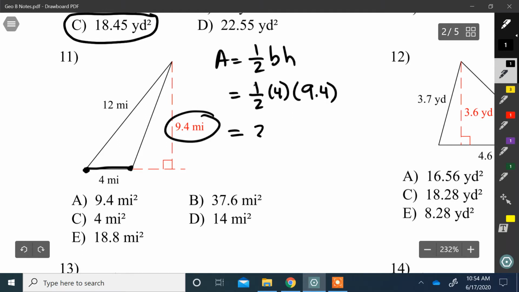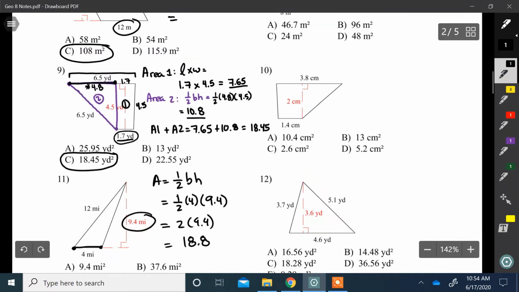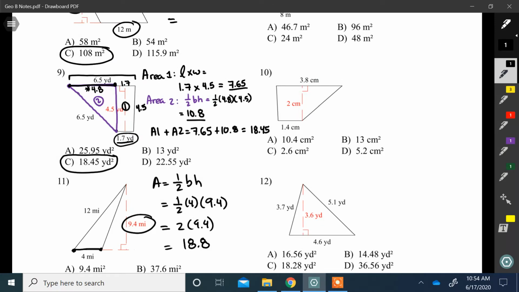So half of 4 is 2. 9.4 times 2, I'm going to use the multiple choice option. It should be 18.8 as well. Okay, so those seem to be pretty easy, right? Probably the hardest ones here are 9 and 10. Those are not that difficult either, though. Okay.